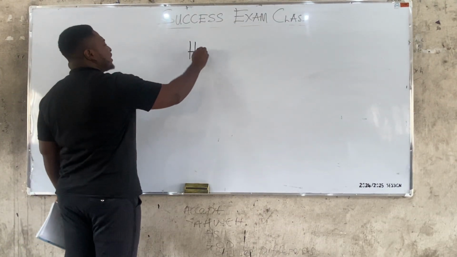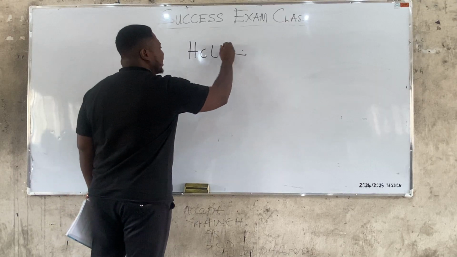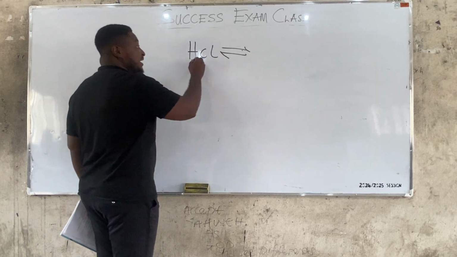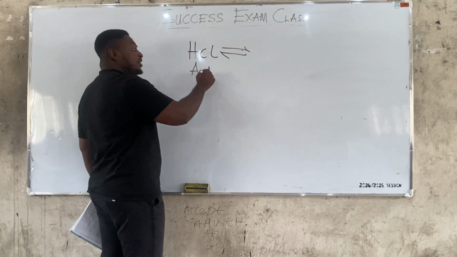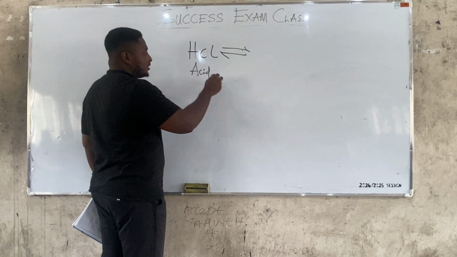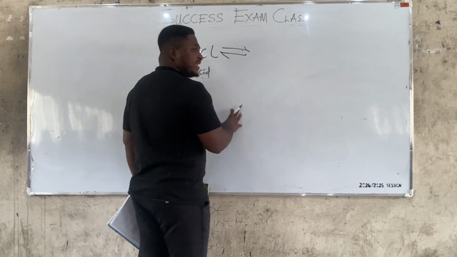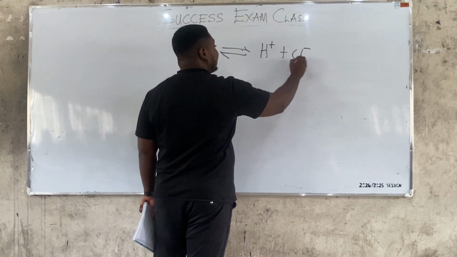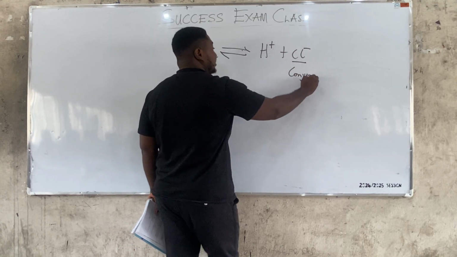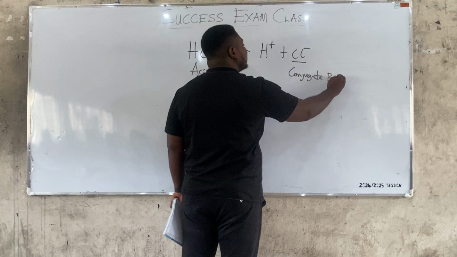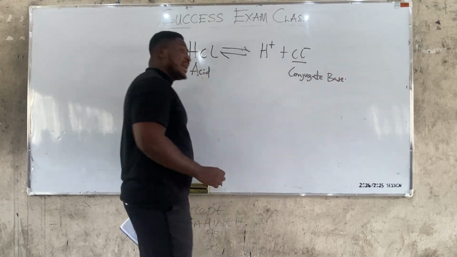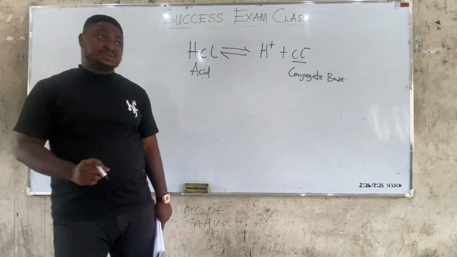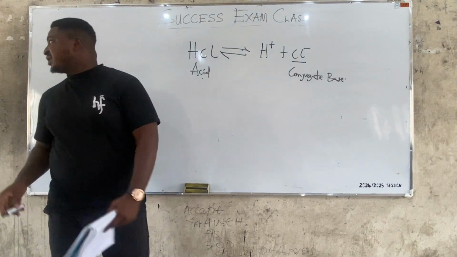Now, if it is not water, what about HCl? HCl is an acid, right? The only thing you can be asked to find for an acid is the conjugate base. This is an acid. What will be the conjugate base of HCl? Cl minus. This is the conjugate base. So please take note that the conjugate base of an acid is formed when the acid loses the hydrogen proton.